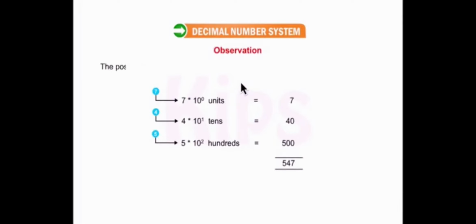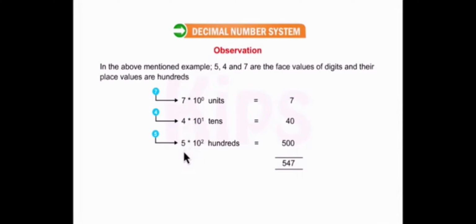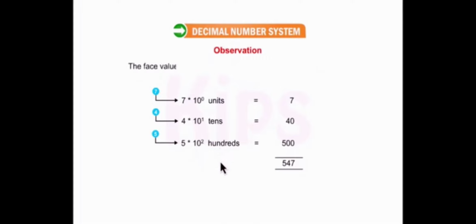Observation: the positional value of each digit increases tenfold as we move from right to left. In the above mentioned example, 5, 4 and 7 are the face values of digits and their place values are hundreds, tens and units respectively. The face value depends on the position of the digit in the number. Students, now let's recall which number system we use.